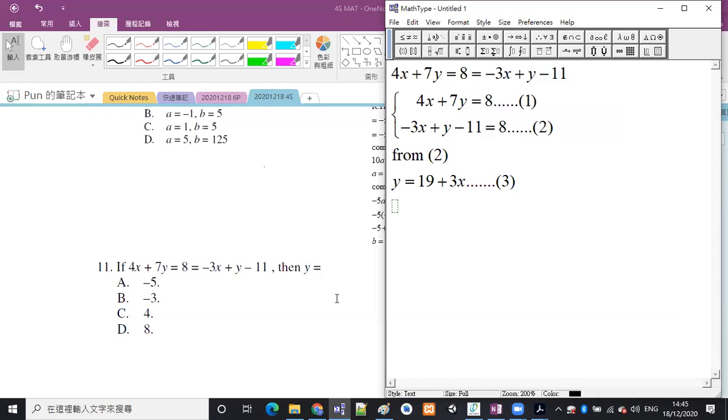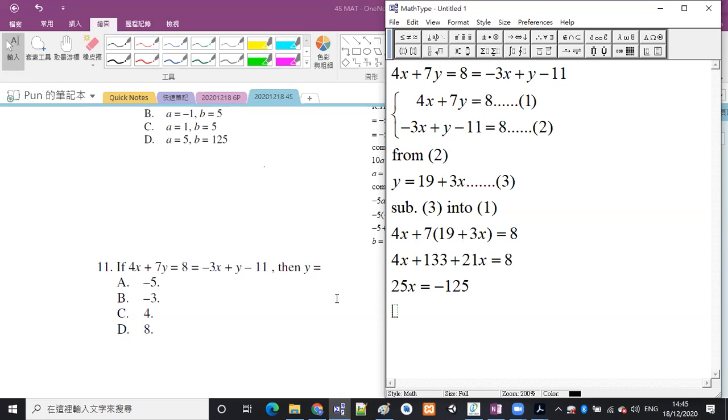And then we have to substitute equation 3 into equation 1. So 4x plus 7 times (19 plus 3x) is equal to 8. So 4x plus 133 plus 21x is equal to 8. So 25x is equal to -125. So x is -5.